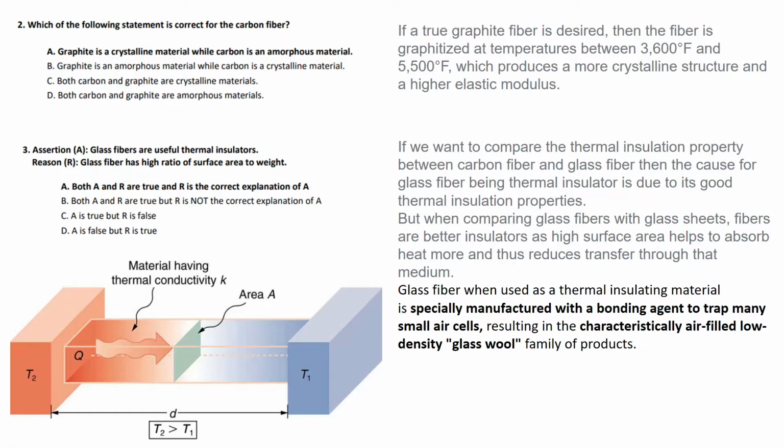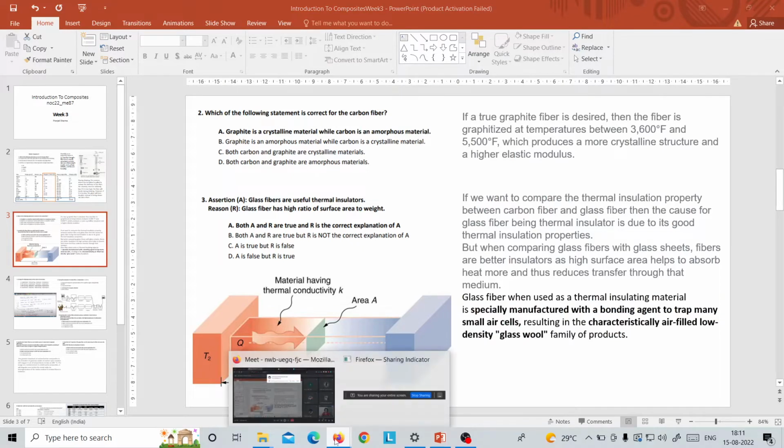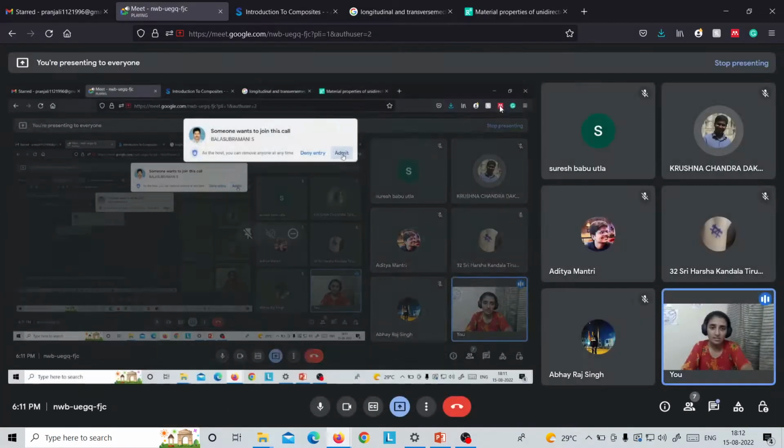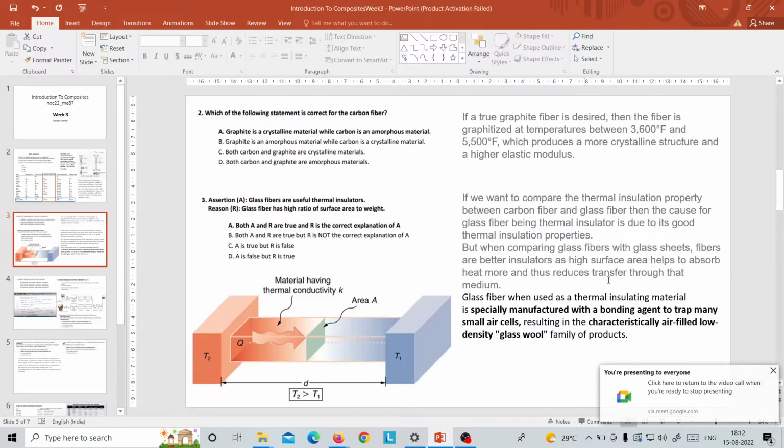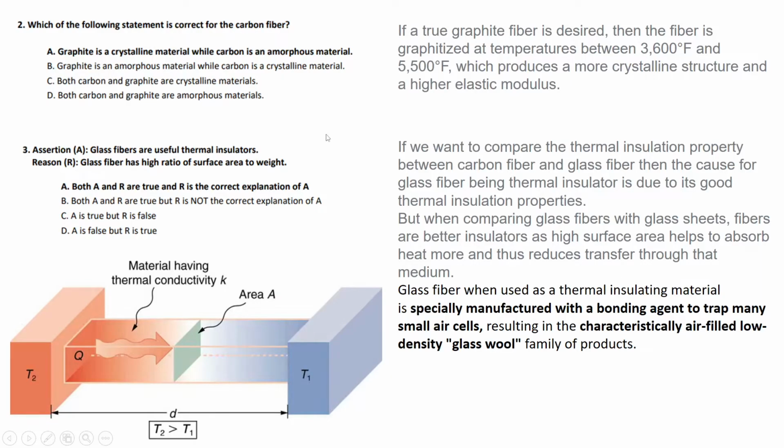So when we compare the thermal insulation strength of fibers as compared to sheet, then fibers are better insulators as compared to sheet because fibers have higher surface area. If the surface area would be higher, then the conductivity, absorptivity of any material would be far higher as the same material if its overall surface area is lower.